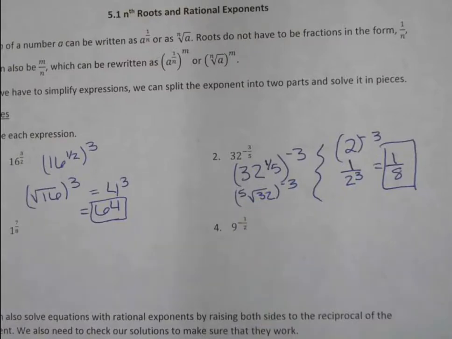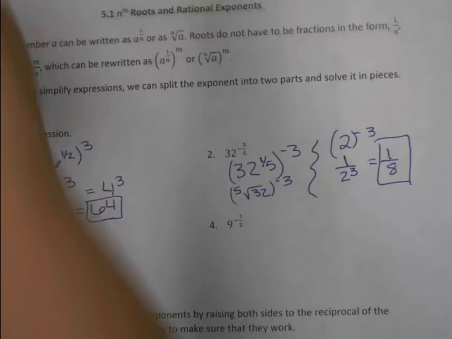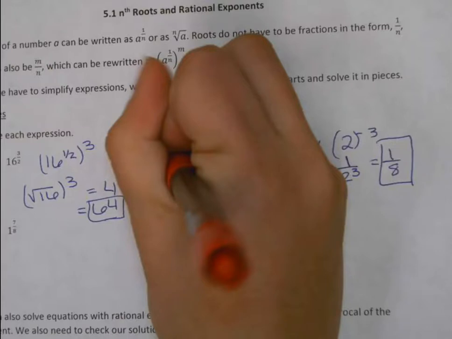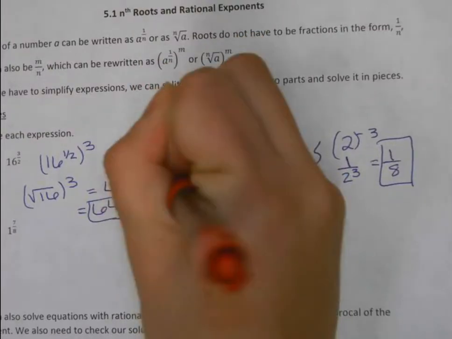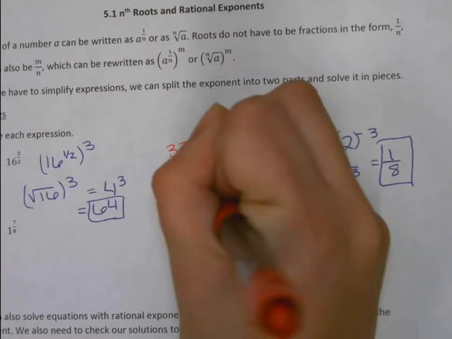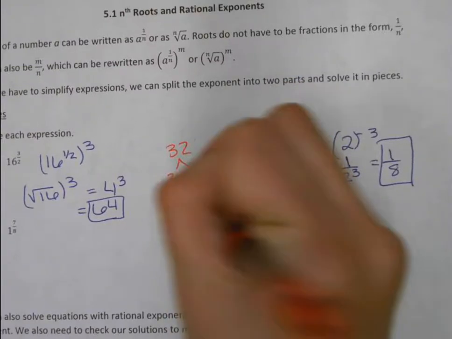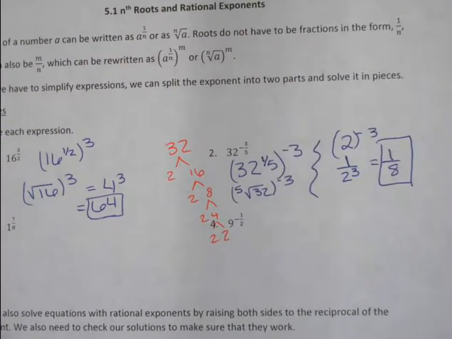So if I do the factor tree on 32, it might make more sense. When I do the factor tree, I have 5 2's, so I'm looking for groups of 5 now. Any other questions on number 2?